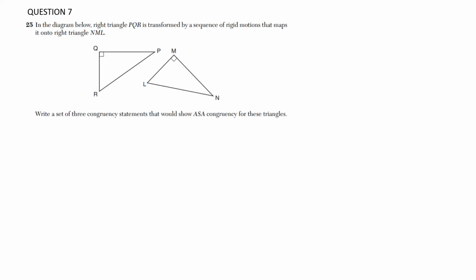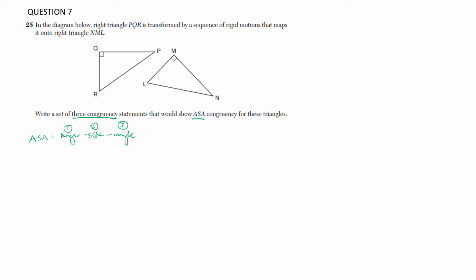Okay, in the diagram below, right triangle PQR is transformed by a sequence of rigid motions that maps it onto the triangle NML. Write a set of three congruency statements that would show ASA congruency for these triangles. Let's just remember what ASA means. That's angle, side, angle. So very easily, this will be our first statement, second statement, third statement, okay?